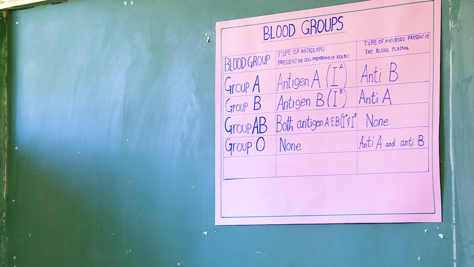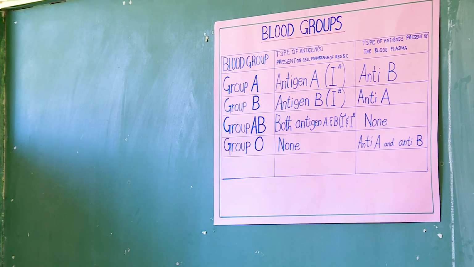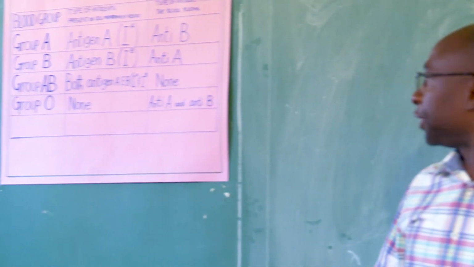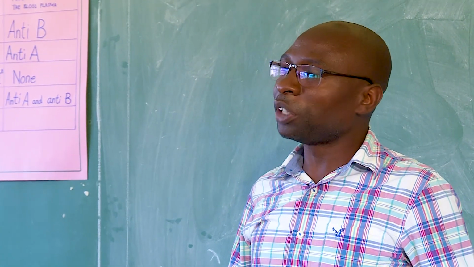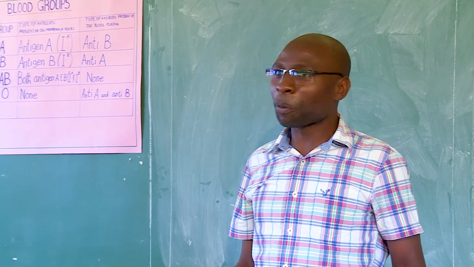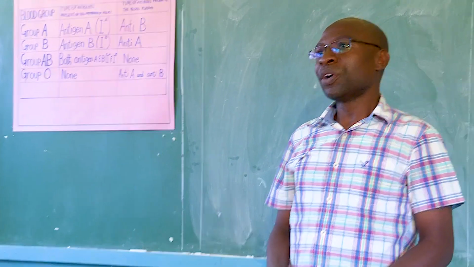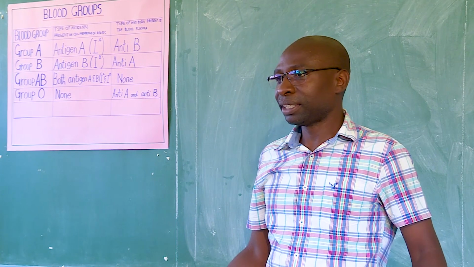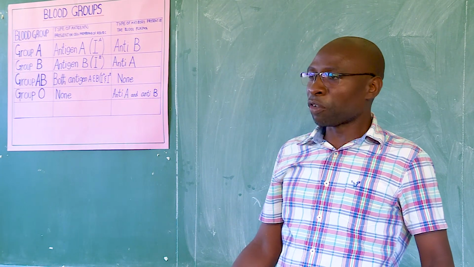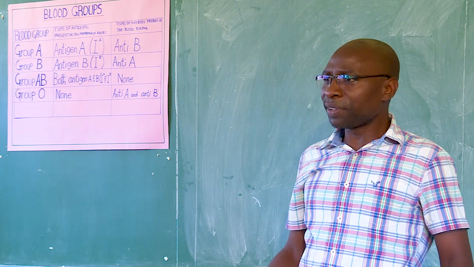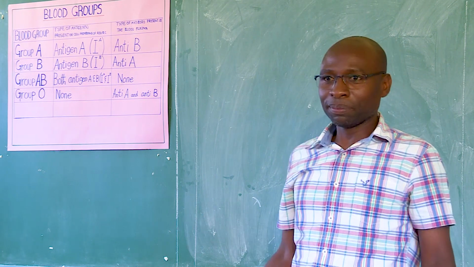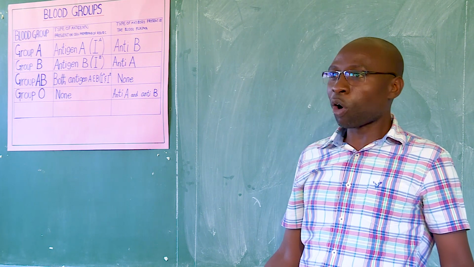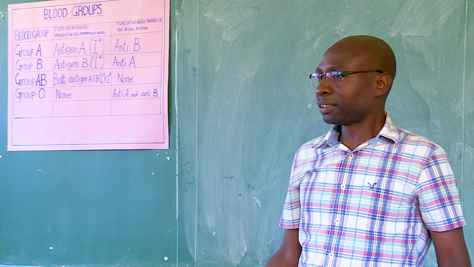Now, if you look at determination of blood groups, how do we know? What makes it to be determined that this one is blood group A, or blood group B, or blood group AB? Yes, Josephine? By the type of antigen present. Where are these antigens found? Yes? In the cell membrane of the red blood cells. Correct. In the cell membrane of the red blood cell.